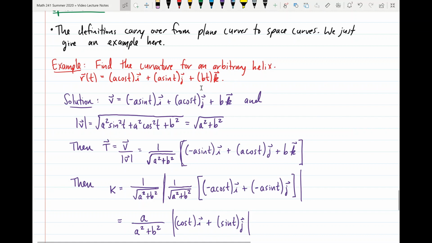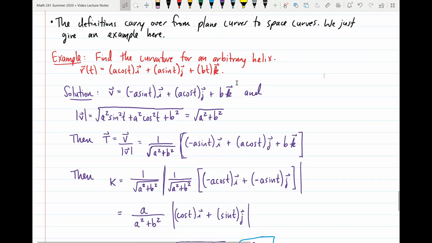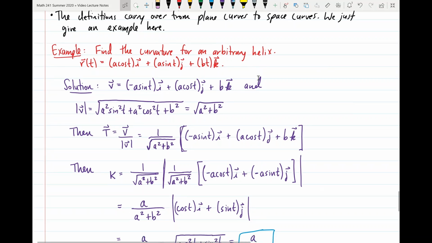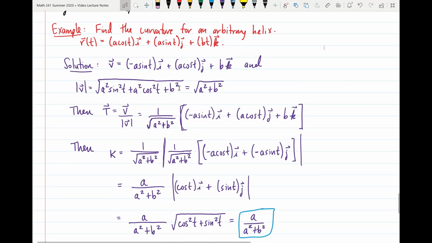So let's say that we want to find the curvature for an arbitrary helix. That's our goal. And the function for the arbitrary helix is given by r of t is equal to a cosine t i plus a sine t j plus b t k, where a and b are just some constants, and we want to find the formula for the curvature of this curve.